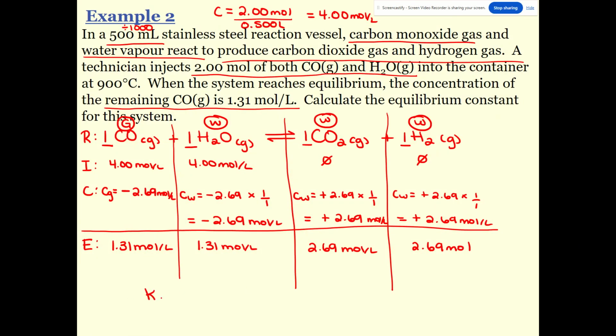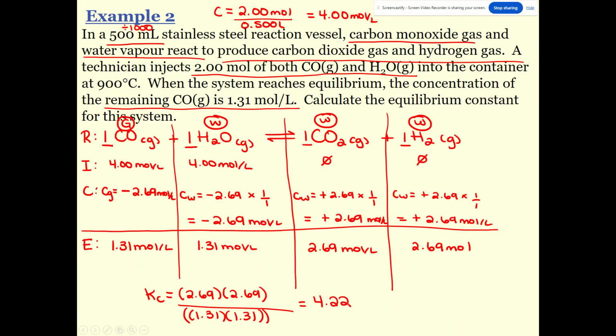Now my Kc expression, products over reactants, everything has a balancing coefficient of 1. So nothing has any exponents. So it'll be 2.69 over 1.31. Now if you're putting this in brackets in one step, make sure you have a bracket around your entire denominator. So 2.69 times 2.69 divided by 1.31 times 1.31, we get an answer to 3 sig digs of 4.22.